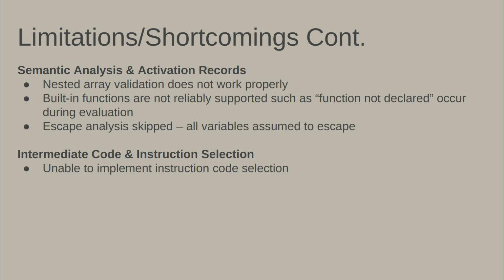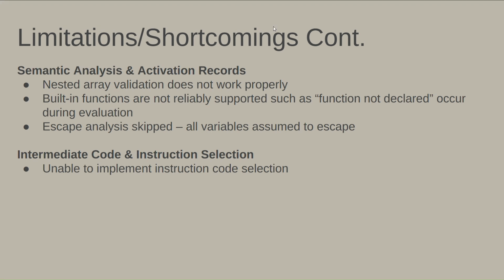For the intermediate code and instruction selection section, we felt that we were able to generate intermediate code tree representation reliably. However, we were not able to fully implement instruction code selection. As it stands, our compiler parses full ANSI C89 source into an abstract syntax tree, performs semantic analysis while simulating activation record layout, and finally lowers the checked program into a canonical intermediate code representation that is ready for code generation.